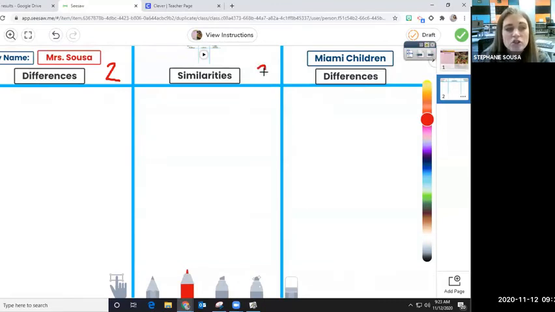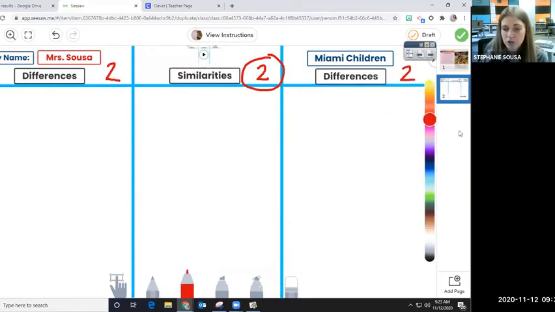I'd like you to find 2 ways that you are the same from the text. So 2 similarities from the text as well. And I'd like for you to find 2 ways that the Miami children are different. And again, those differences are going to come from the text. We're not going to say things like, I have a pet dog at home and they don't, because the text doesn't talk about pet dogs. Okay, so you're going to use the text as evidence for your answers. All right, are there questions about that before we look at an example?